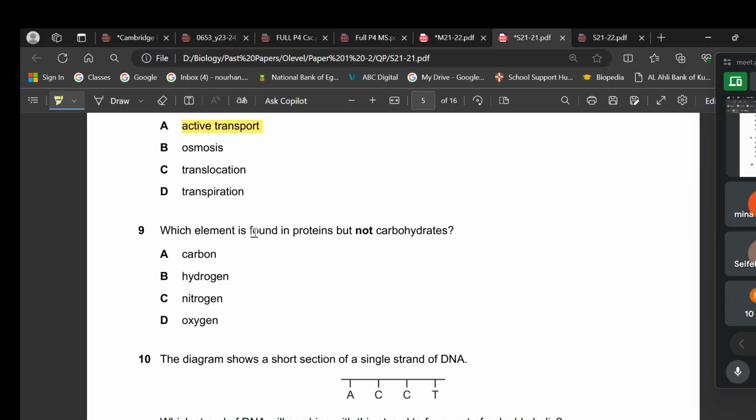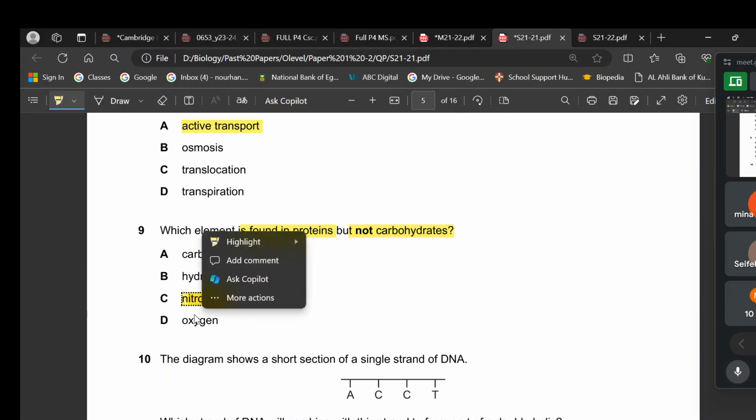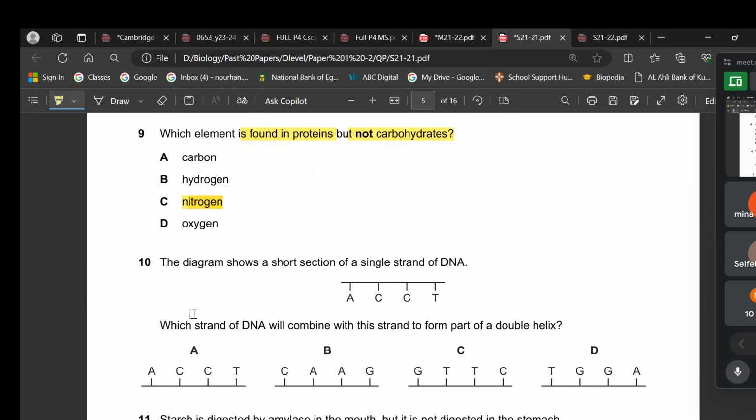Which element is found in proteins but not in carbohydrates? Proteins have carbon, hydrogen, oxygen, and nitrogen. Nitrogen is the extra element in the proteins that is not available in carbohydrates.